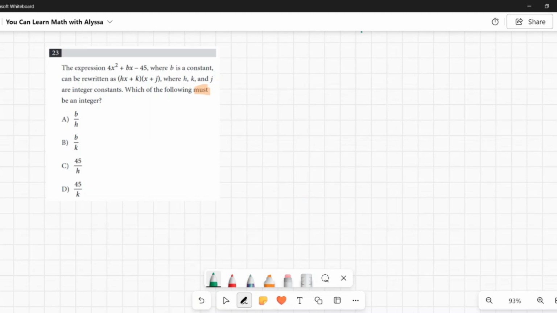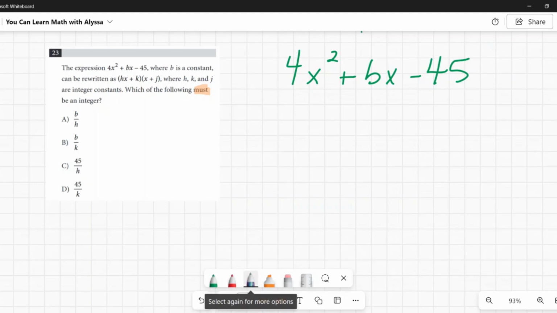Okay, this is a conceptual one. This section seems to have quite a few of those. But we have to think about FOIL. We have to think about multiplying binomials, how that works, and what is the result when we do that. Okay, so 4x squared plus bx minus 45. This can be factored, and yeah, let's make it colorful.